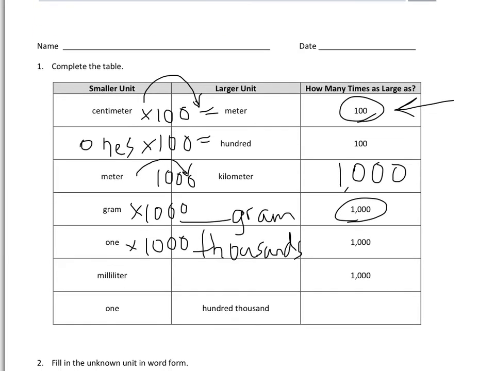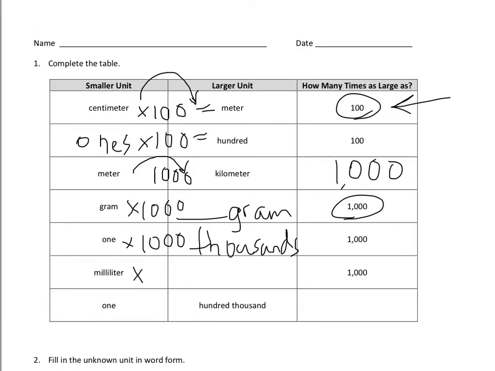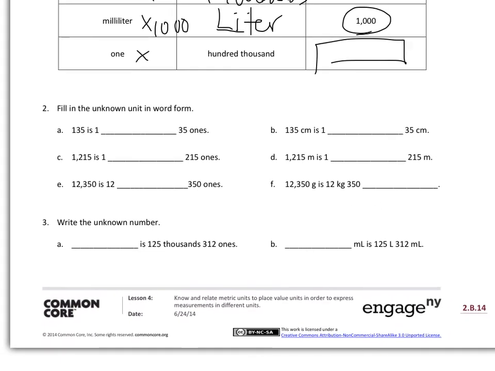For milliliters, thinking about what thing is 100 times bigger than a milliliter. Something is a liter. This is something that we've talked about in class. To go from 1 to 100,000, how many times bigger is that? Well, 1 has to be multiplied by what to get to 100,000? That's the answer they're going to write there.